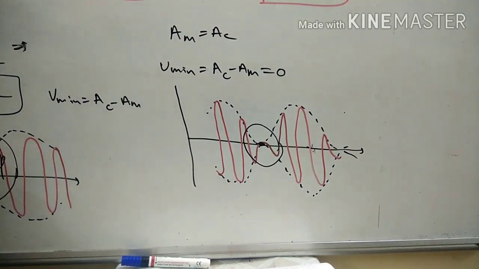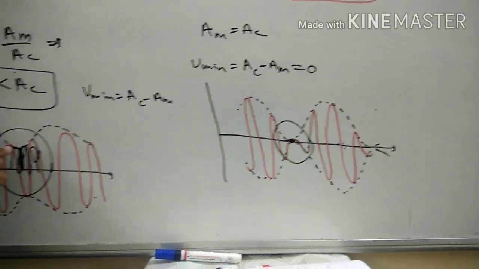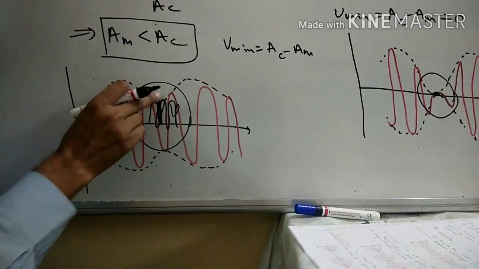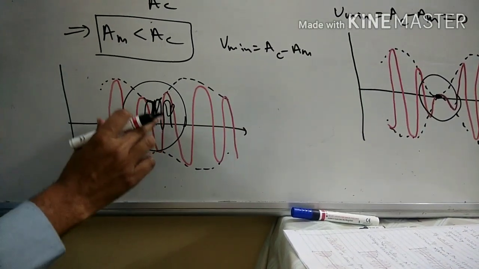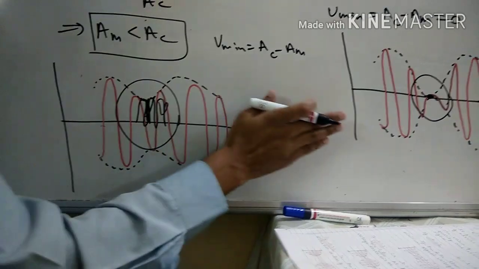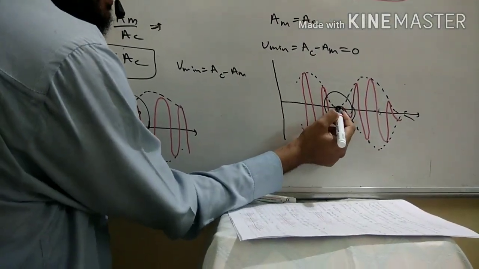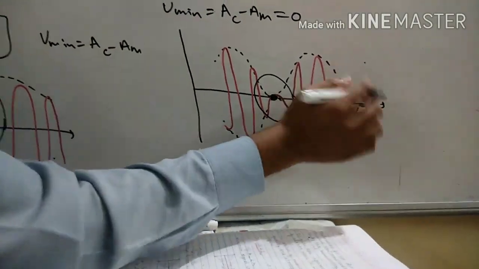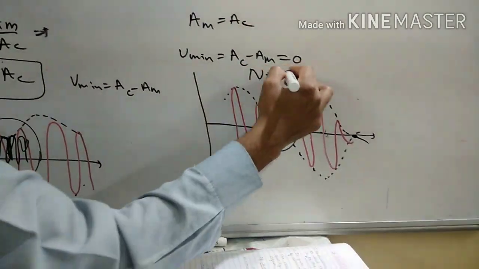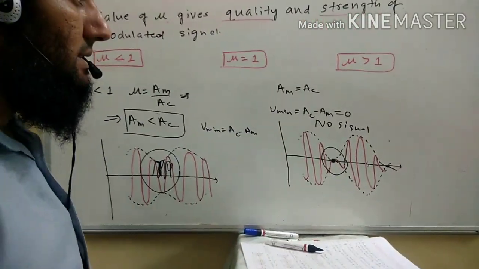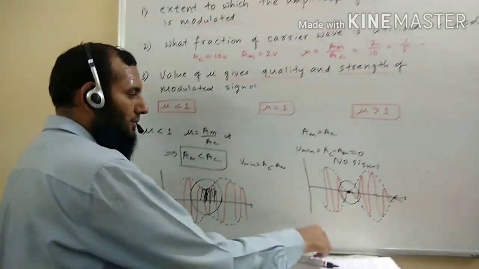In the earlier case, even though there was a V minimum of the amplitude modulated wave, there was some signal at this point. But in this case, when AM is equal to AC, we find that at this point and again at this point there is no signal. Now coming to the next case, that is mu greater than 1.